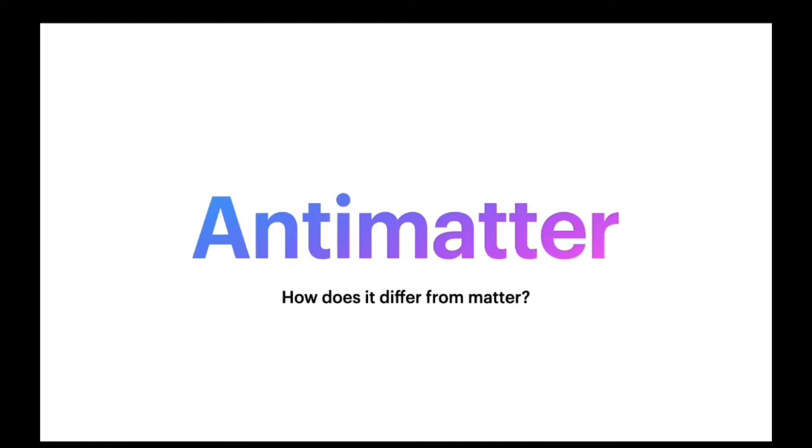Antimatter. How does it differ from matter? Antimatter has opposite charge. We all know that. The electron is negative, while the positron, which is the antimatter of the electron, is positive. But do they have opposite spin? I will stop here for a while. Matter and antimatter, do they have opposite spin? Friends?